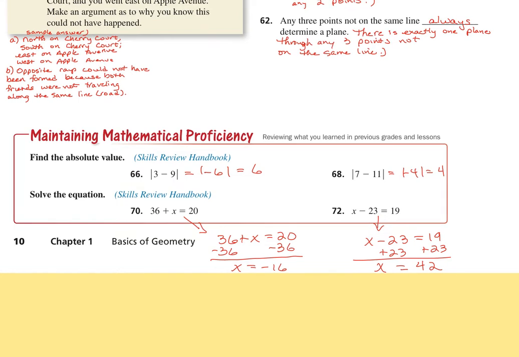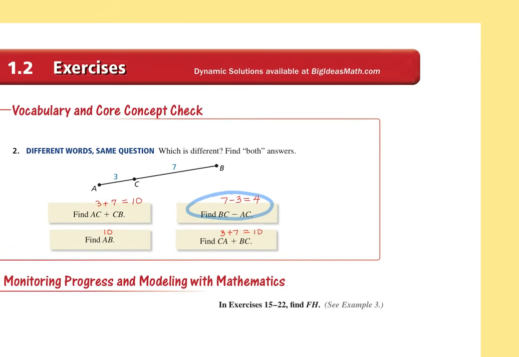All right, then the absolute value practice here that obviously led into the next section. 66 was 6, 68 was 4, 70, x is negative 16, and 72, x is 42. So you'll see these brought in to practice your algebra skills as you're going through the geometry stuff. Now this is 1, 2.